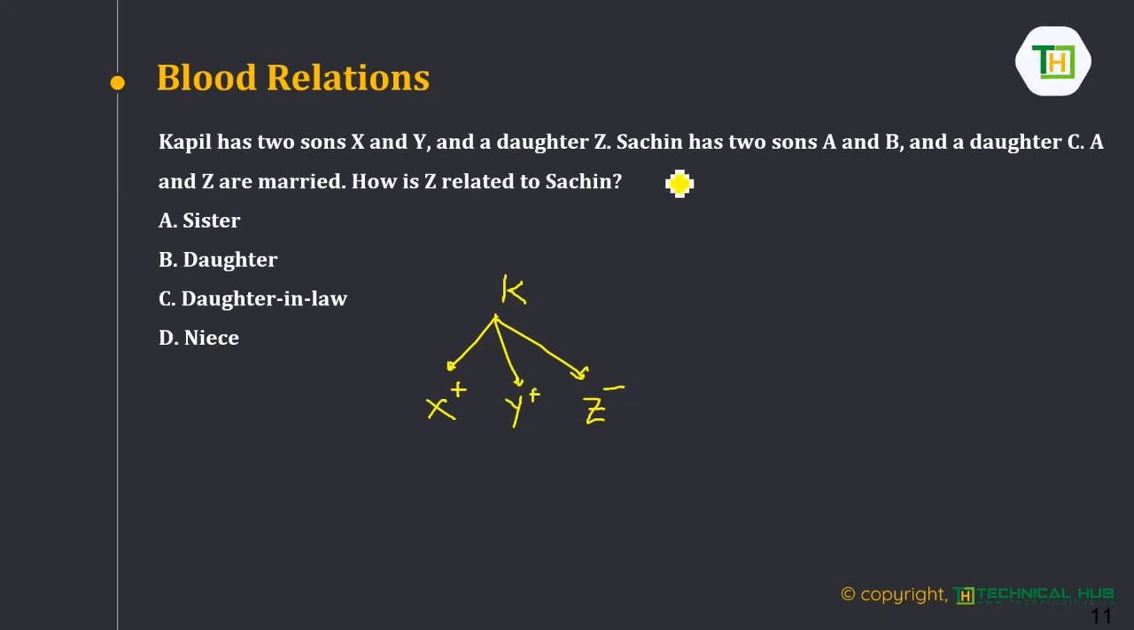Next one. Sachin has two sons, A and B, and a daughter, C. So in this place, Sachin is there. Sachin has two sons and a daughter C. So the two sons are A and B.